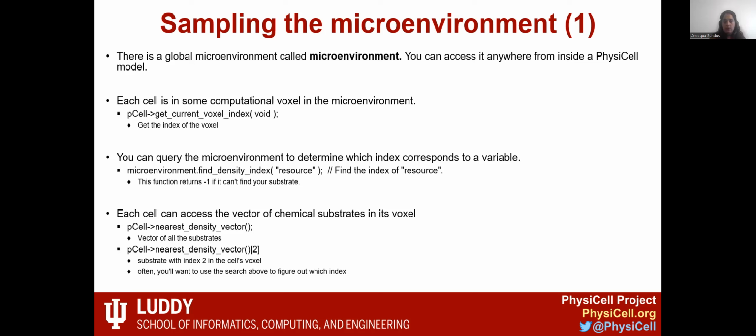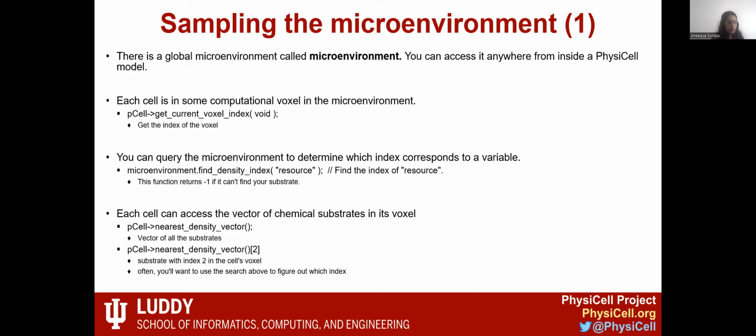But if you want one particular substrate, for example, a chemical resource in your microenvironment, first you find the density index for that. So microenvironment.find_density_index for resource, and it will give you at which index this particular substrate is. And if this substrate is not present in your simulation, then it will return -1, which is like an error saying that this is not present there. Then you can get the nearest density vector, and given the variable index, you can access the concentration of that particular substrate at that position.